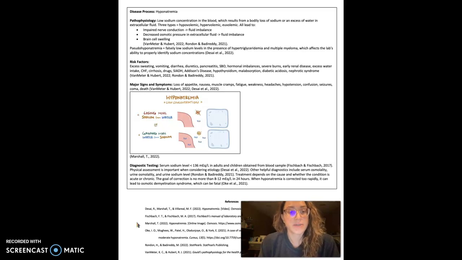Risk factors for hyponatremia include excessive sweating, any GI fluid loss such as vomiting and diarrhea, diuretics, pancreatitis, small bowel obstruction, hormonal imbalances, severe burns, early renal disease, excess water intake, CHF, cirrhosis, drugs and certain medications, SIADH, Addison's disease, hypothyroidism, malabsorption, diabetic acidosis, and nephrotic syndrome, just to name a few.